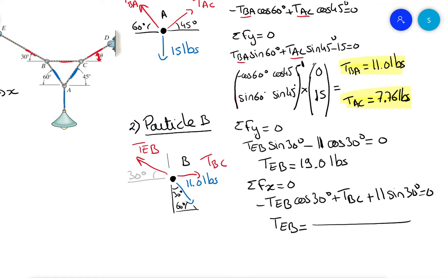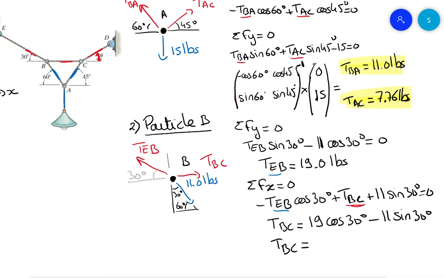So we have TEB that is equal to, other side, so minus TBC. How much is TBC? Oh no, that's TBC that we are looking for, sorry. TBC is what we are looking for, and TEB, now we just got it there. So we have TBC that is equal to 19 cosine 30 minus 11 sine 30. So 19 cosine 30 minus 11 sine 30.